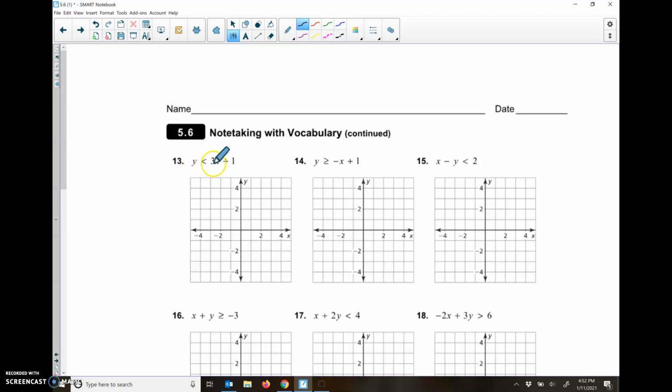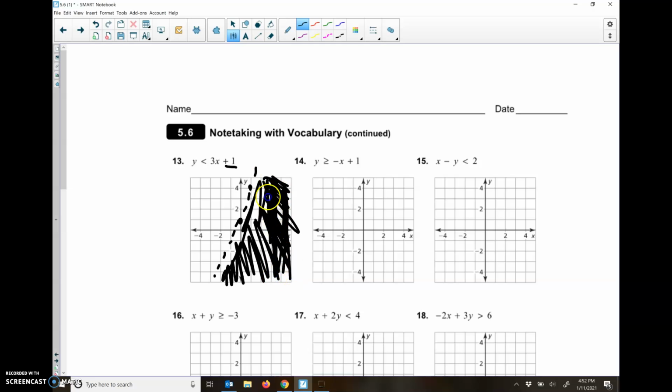So here's y is less than 3x plus 1. So again, always start at our y-intercept. And this time I'm going to go up 3 over 1 because my slope is 3. So up 3 and right 1. And then since it's just a less than and not a less than or equal to sign, I'm going to have a dash line here. That doesn't look very straight. And then a less than, so I'm going to shade below here. Remember, less than shades below, greater than shades above the line.